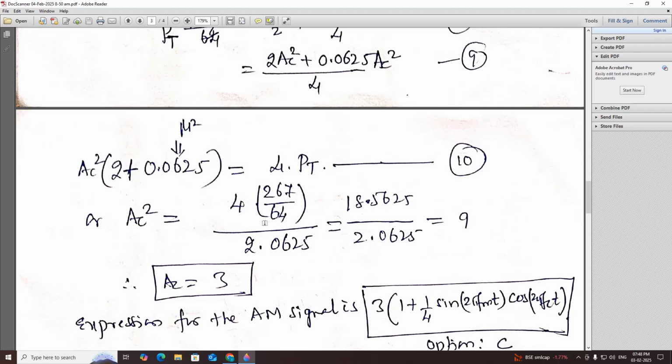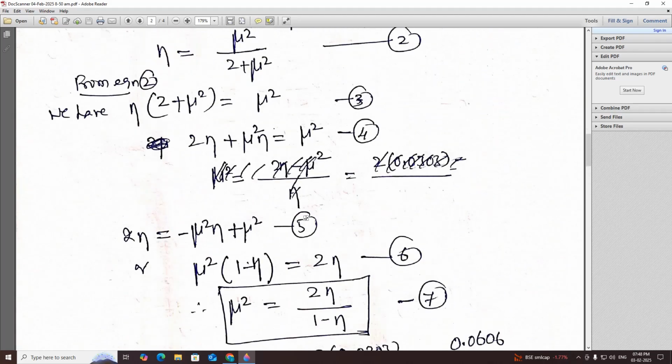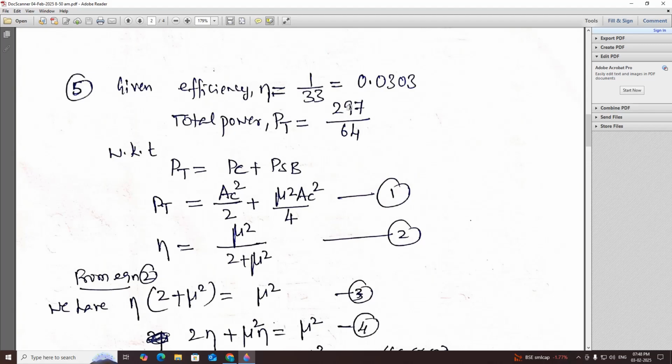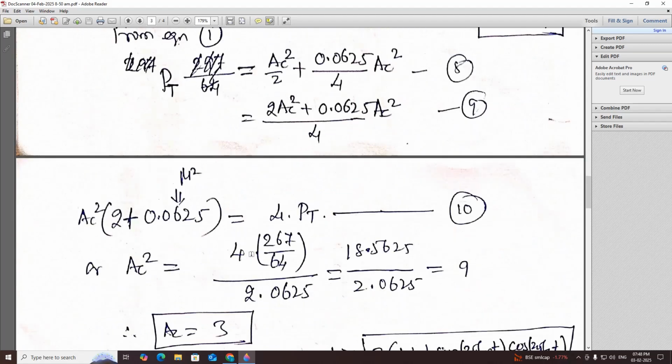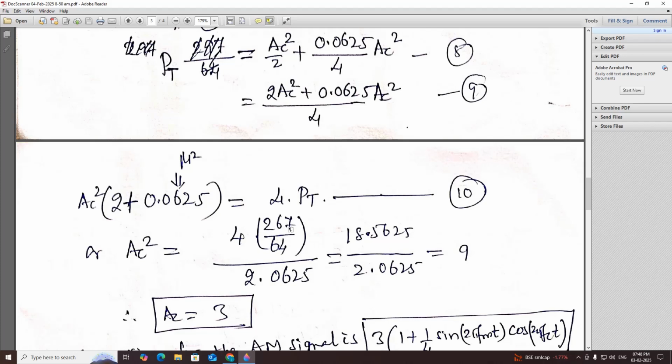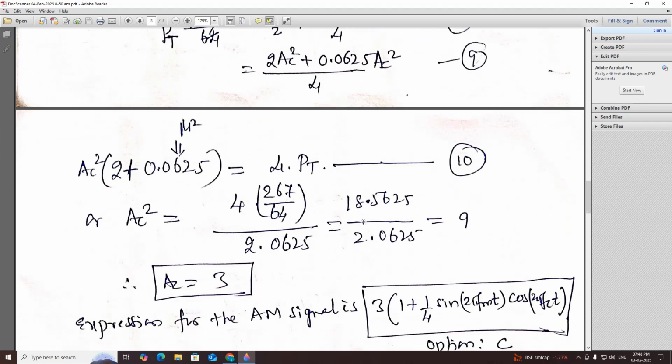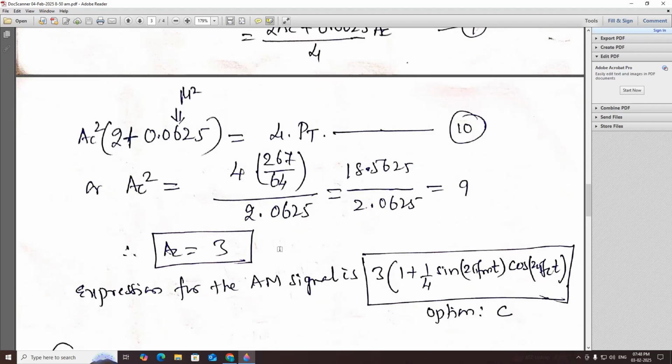Please see here, I made a mistake in taking 297. This is 297, and I wrongly wrote it as 67. So you will get this value as 18.5625, and then if you divide this, you will get 9. The square root of 9 is 3. So A equals 3. I mean A, it is not AC square, it is amplitude A as per the equation.